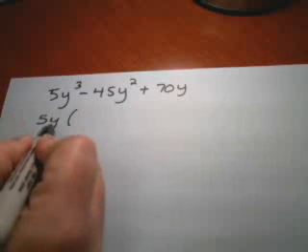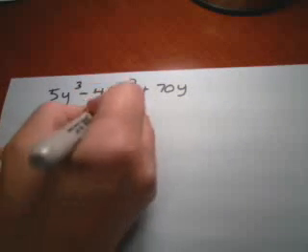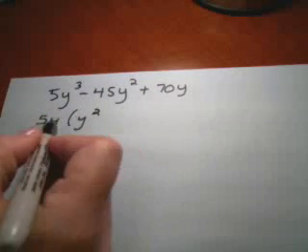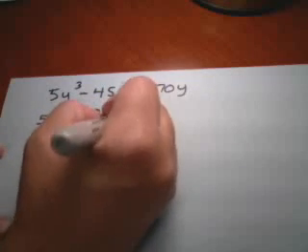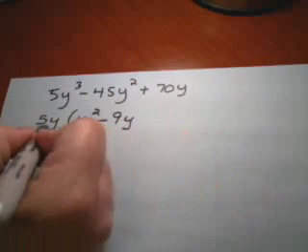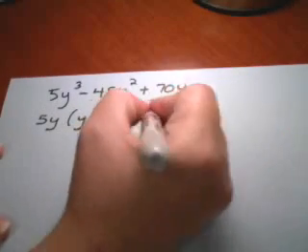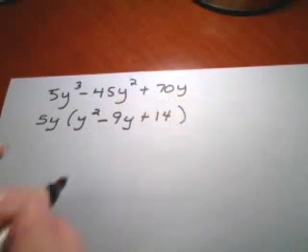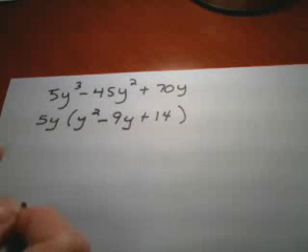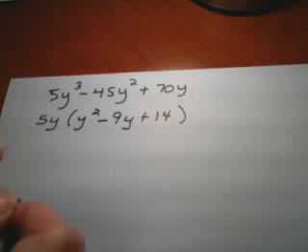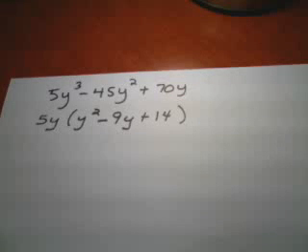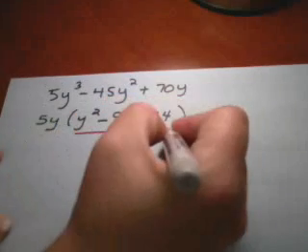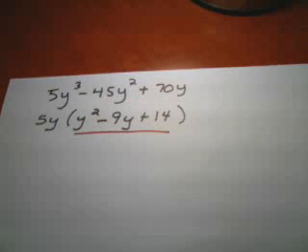Now, how do I go from 5y to 5y cubed? Well, I'm going to multiply by y squared. How do I go from 5y to 45y squared? I'm going to multiply by negative 9y. How do I go from 5y to 70y? I'm going to multiply by 14. So this is my almost finished factored problem. I pulled out my GCF. Okay, now I'm going to do trial and error with the middle part. Because this is a trinomial and now there's nothing else in common, we do this trial and error type approach.